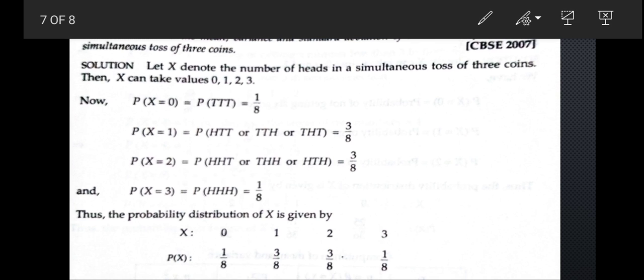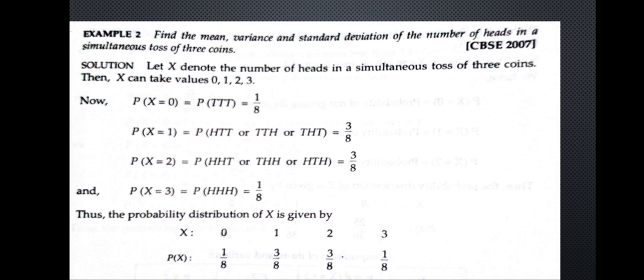Our next question is, find the mean, variance and standard deviation of the number of heads in a simultaneous toss of 3 coins. Means now we have to toss 3 coins, and with the help of the probabilities you have to first form a probability distribution chart, and then you have to find mean, variance and standard deviation.